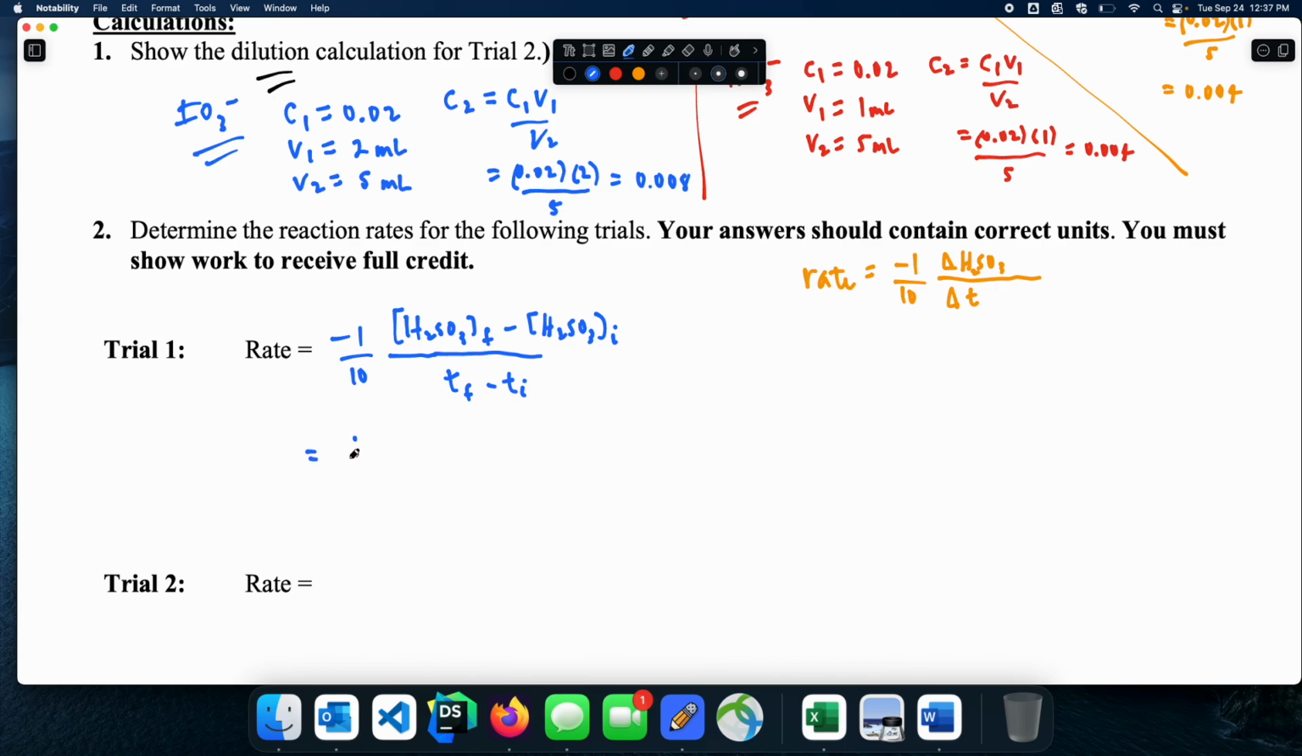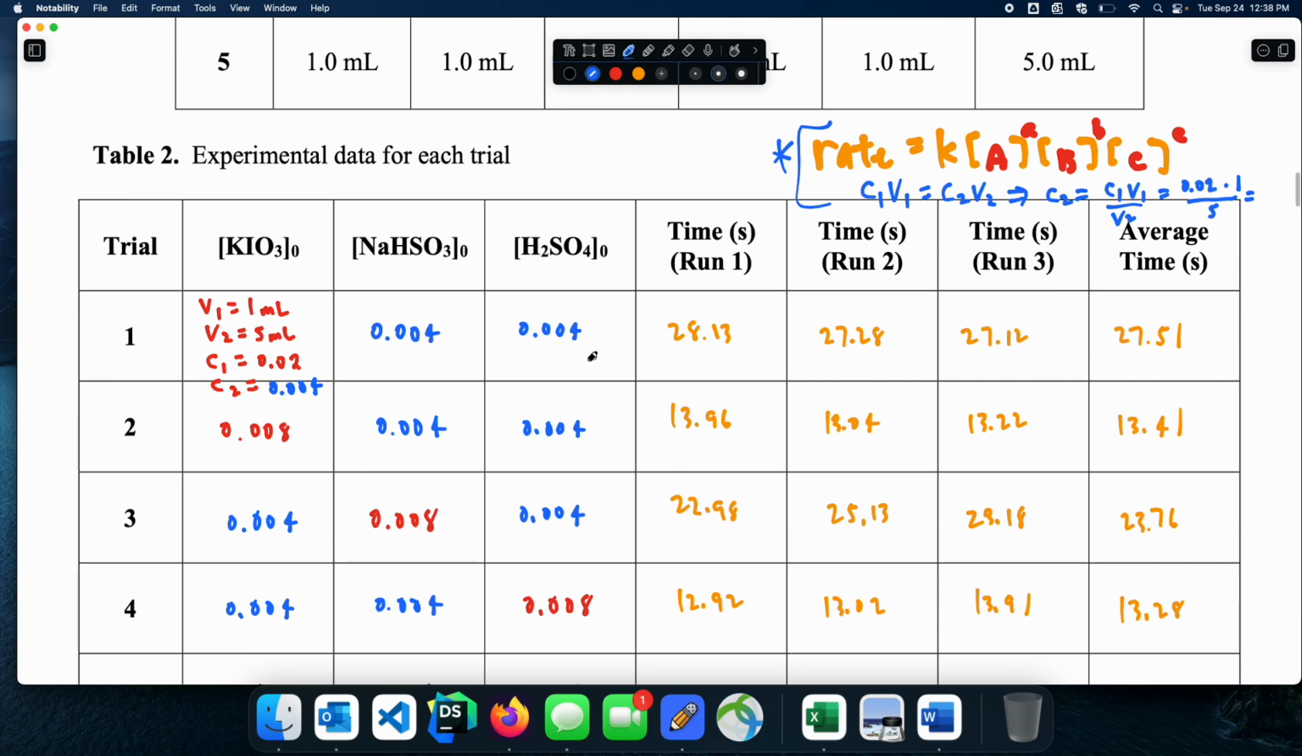So let's come down here, let's say minus 1 over 10. And the initial concentration of hydrogen sulfite was, I can tell you what the final was. The final was 0. So that's what we're measuring. I got that by reading the lab. I found out that when the hydrogen sulfite disappears, we get our color change. So consequently, we got our color change when that concentration was 0. Now, what's this? That's the initial concentration. Let's go back up to trial 1 and see what the initial concentration of hydrogen sulfite was.